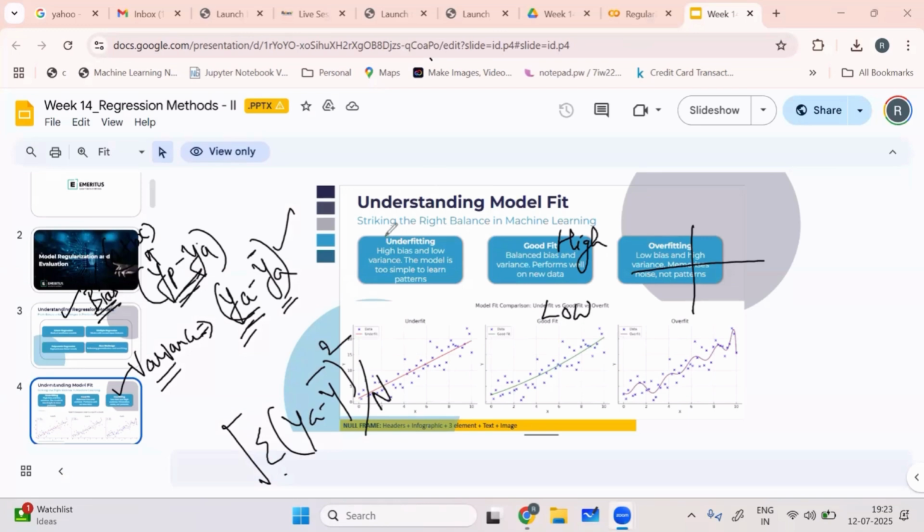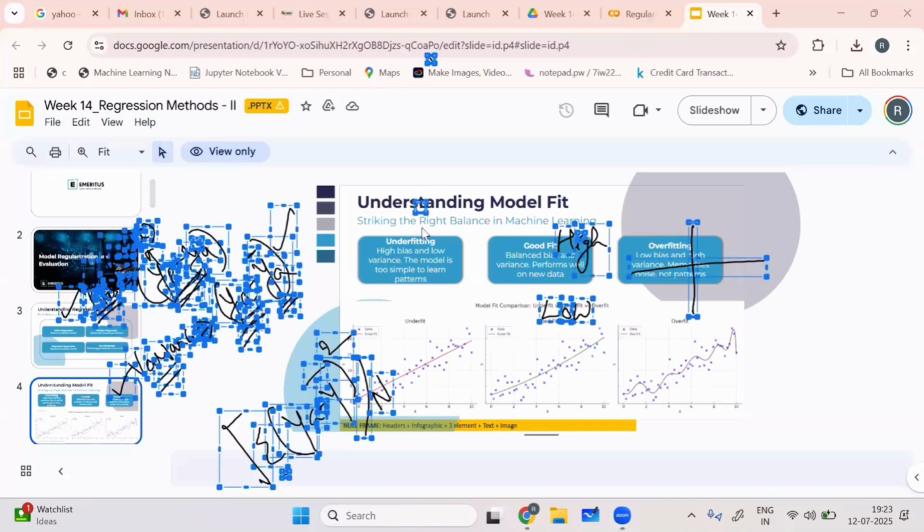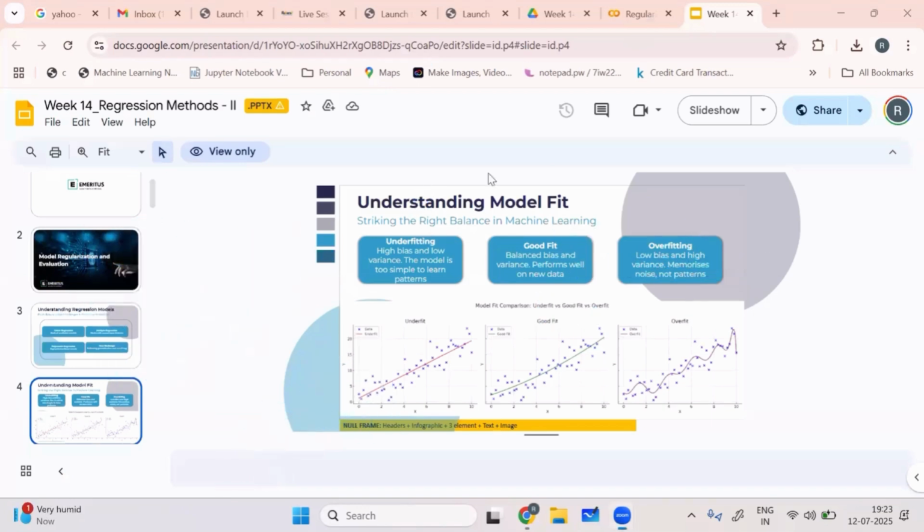Sorry, let me remove this before that. Let's avoid annotation. It'll take another 15-20 minutes. After that, you'll understand regularization also.